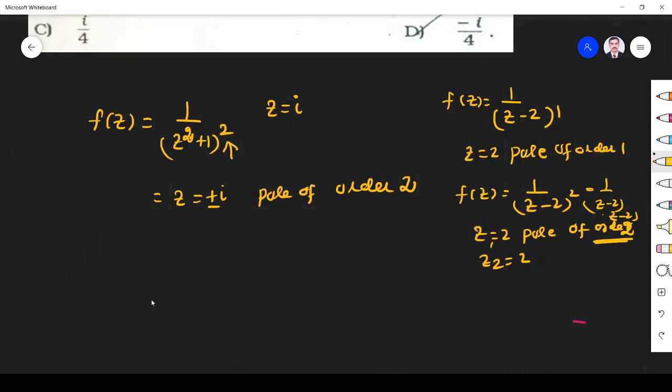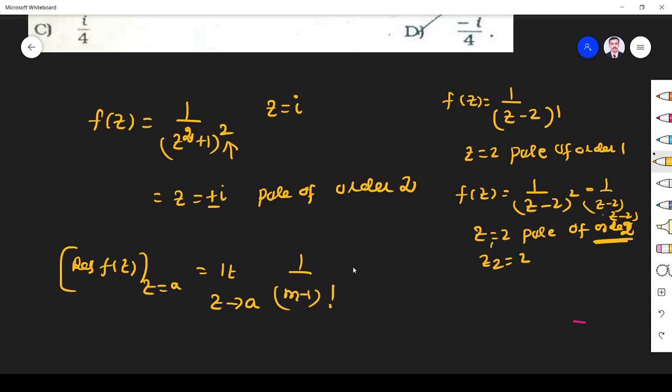We know that for a pole of order m, what is the residue of f of z? Residue of f of z at z equal to a is the limit as z tends to a of 1 by (m minus 1) factorial, d by dz, of (z minus a) whole power m into f of z. So this is the general formula for a pole of order m.